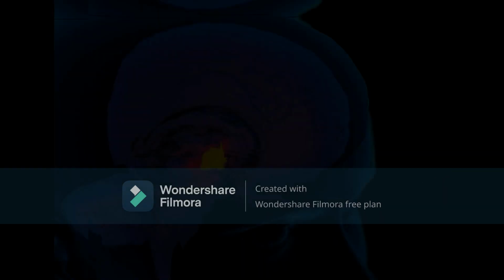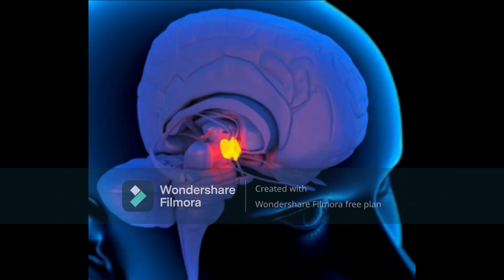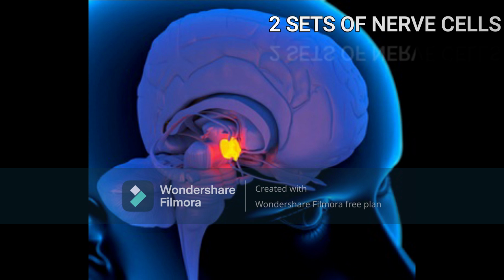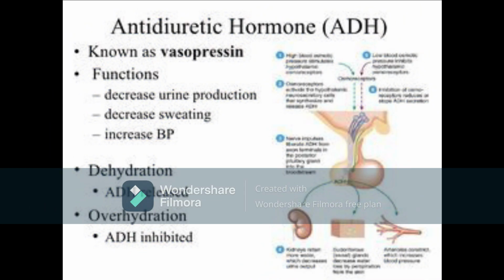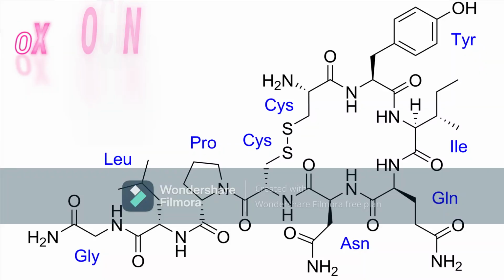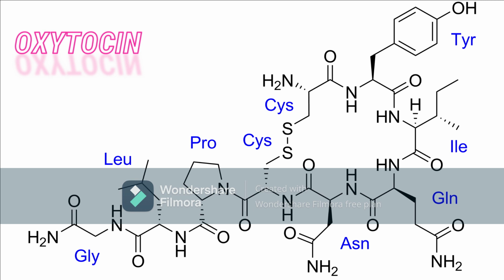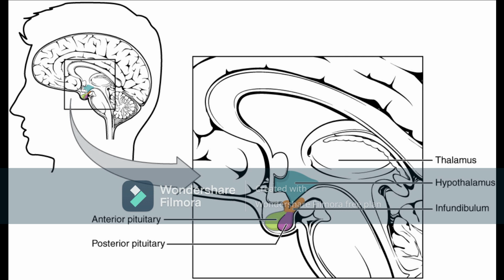Well, we know that hormones are chemicals which circulate in the bloodstream and spread around the body to carry messages to different parts. We have two sets of nerve cells in the hypothalamus that produce hormones. First, it sends hormones down through the pituitary gland, where they are released directly into the bloodstream. These hormones are antidiuretic hormone and oxytocin, which stimulate water absorption at the kidneys and contraction of the uterus in childbirth and breastfeeding. Second, it produces stimulating and inhibiting hormones that reach the anterior lobe of the pituitary gland.